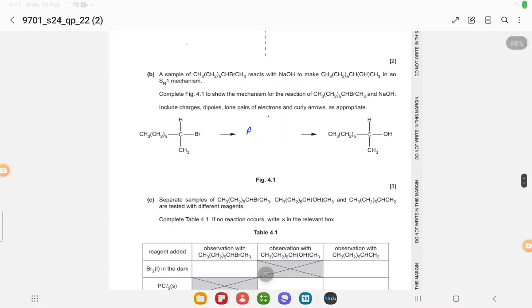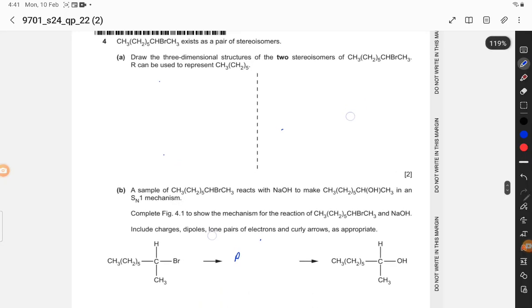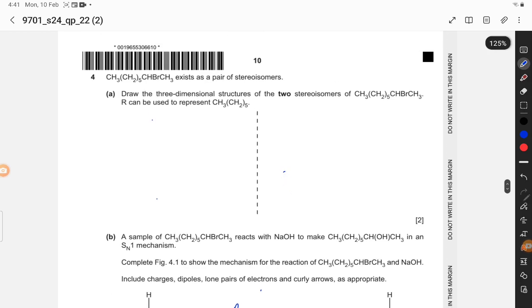Welcome back to the second part of the paper 22 May June 24. This is question number 4. This compound exists as a pair of stereoisomers. Draw the three-dimensional structure of the two stereoisomers of this compound.